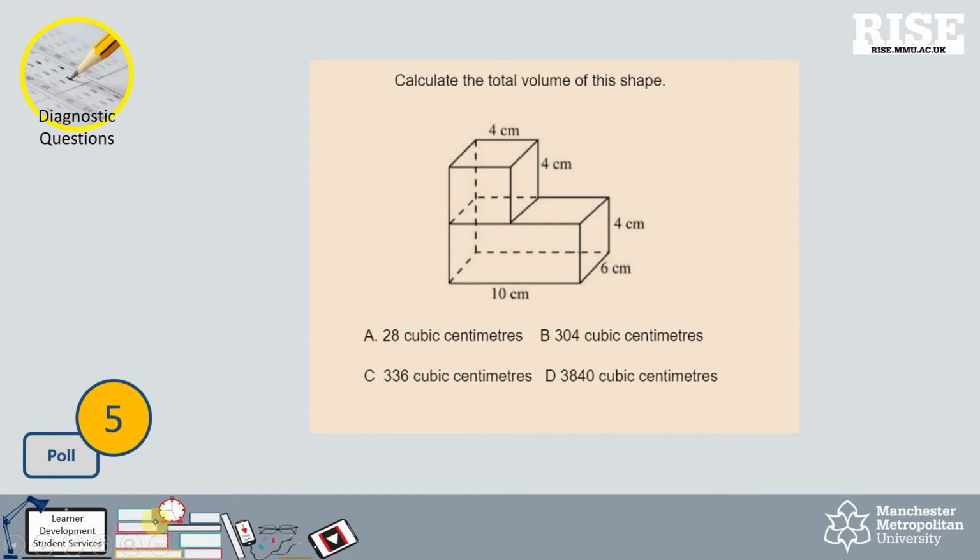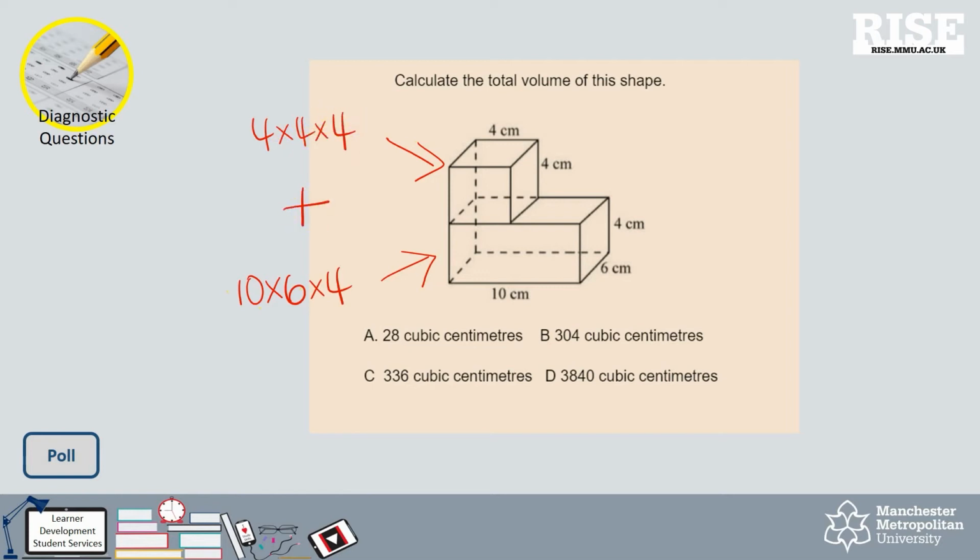Calculate the total volume of this shape. Here it's almost a compound solid shape, so break it down into the two bits. You have a cube at the top and a cuboid at the bottom. To find the cuboid then, just do 10 times 6 times 4. To find the cube, do 4 times 4 times 4 and add those two bits together. Gives you a total volume of 304 cubic centimetres.